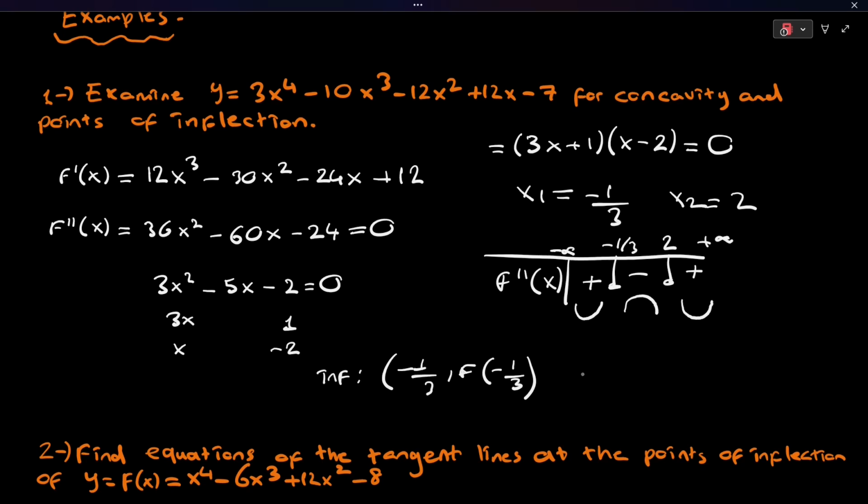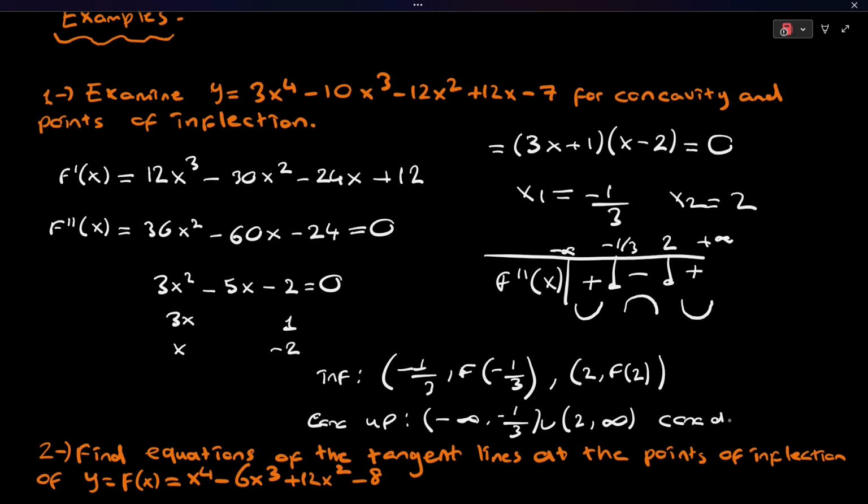Let's write inflection points. And the second inflection point is at 2, f of 2. Don't forget you need to plug in for the y. You cannot plug this in for the second derivative to find the inflection points. Let's write the concave up part. It is negative infinity to negative 1/3 union from 2 to infinity. Concave down is from negative 1/3 to 2.